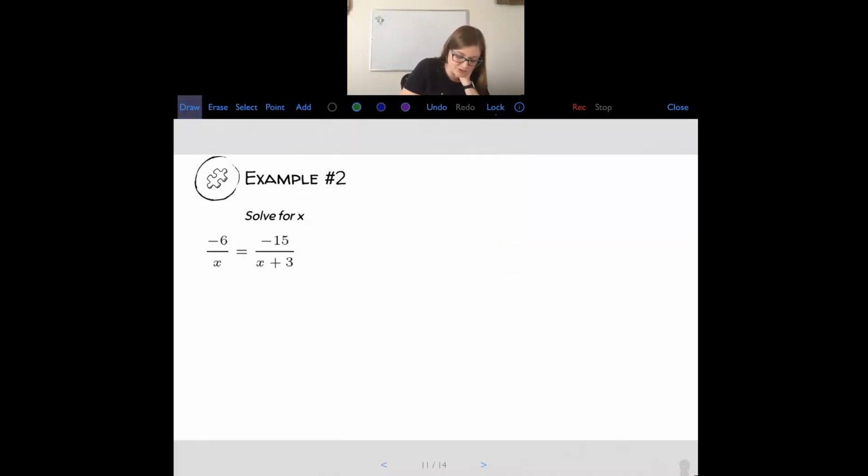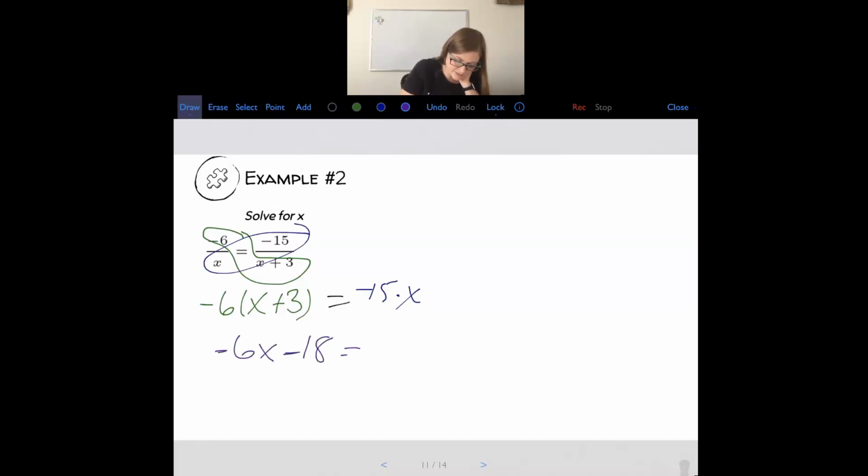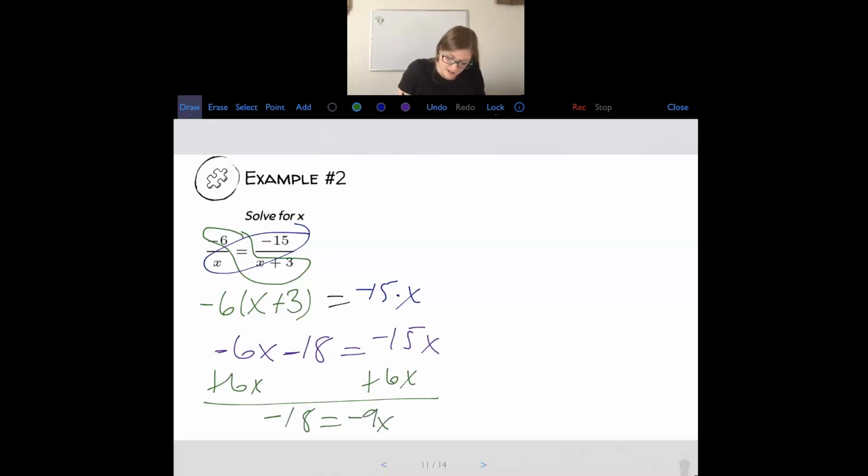Okay, so we start off cross multiplying. So we have negative 6 times x plus 3. We write our equal sign and then we cross and go the other way. Negative 15 times x. And now we distribute. So we have negative 6x minus 18 is equal to negative 15x. This is a linear equation, so our goal is to solve for x. We can add 6x to both sides. So we get negative 18 is equal to negative 9x. And then we divide both sides by negative 9 to get x equals 2.